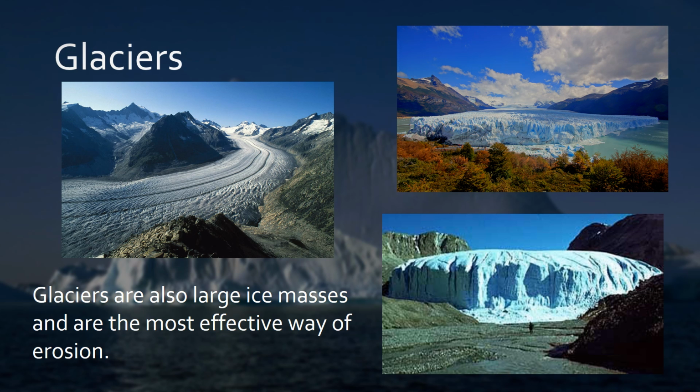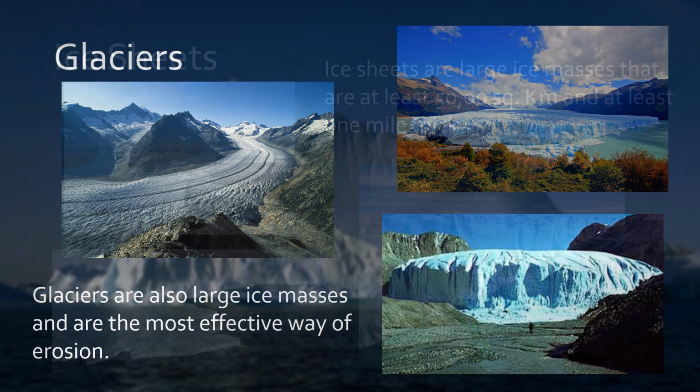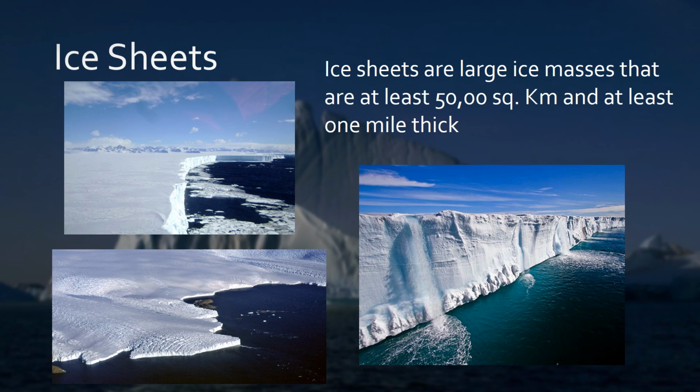A glacier is a large ice mass. It is found on land and it is the most effective way of erosion. Ice sheets are huge ice masses that are at least 5,000 square kilometers and 1 mile high.